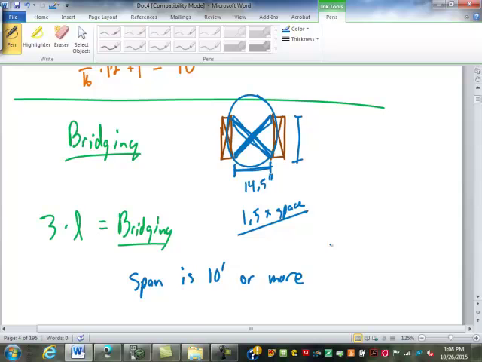Depending on who you're talking to, some people say 10 foot does not require bridging. Others say at 10 foot you're required to have bridging. Code, I think, has to be above 10 foot. If it's 10 foot or under, I don't think you have to have bridging in it. You'd have to ask Chris for sure on that one. He'd be able to tell you for sure.